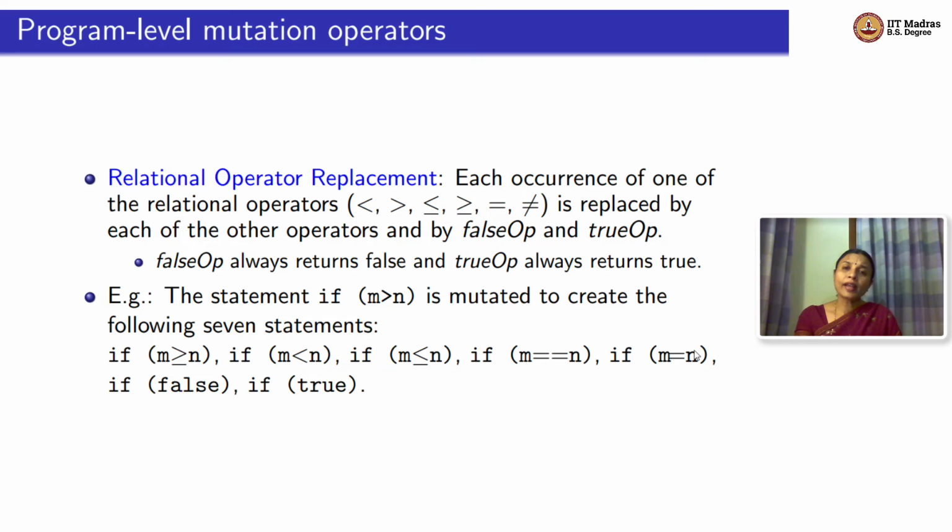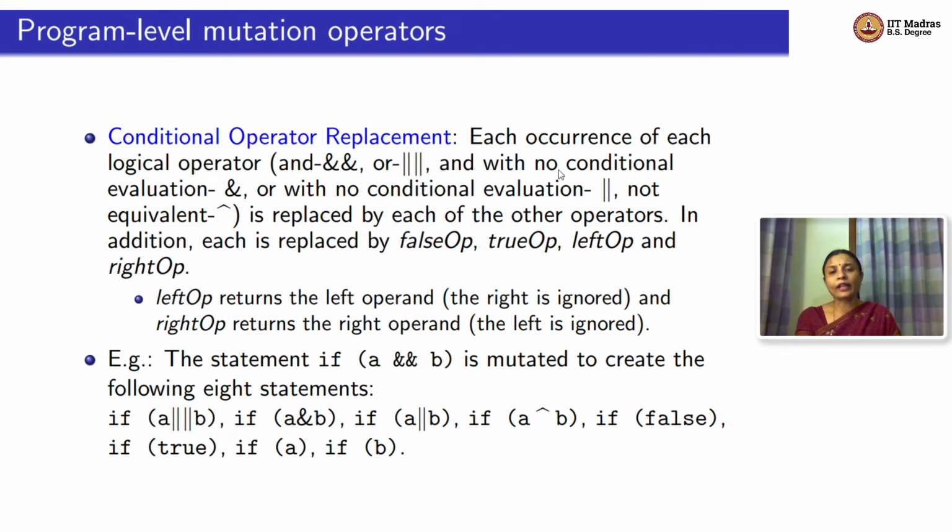Similarly, the next one is if I have logical operators or conditional operators and, or, not, I could take one and replace one with the other. Again, wherever the logical operators are binary in nature, I could retain only the left operand or only the right operand. So for example, if I had if A and B, and is the logical, conditional and, then I could replace this and with or, with a single and, with a single or, with XOR, or retain only false or only true, or retain the first operand or second operand. So this is conditional operator replacement.